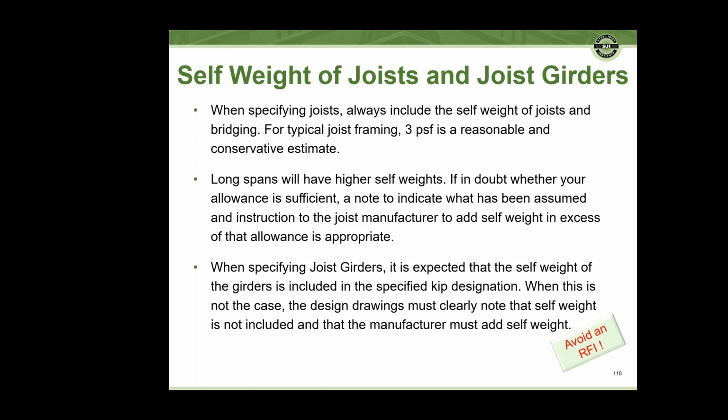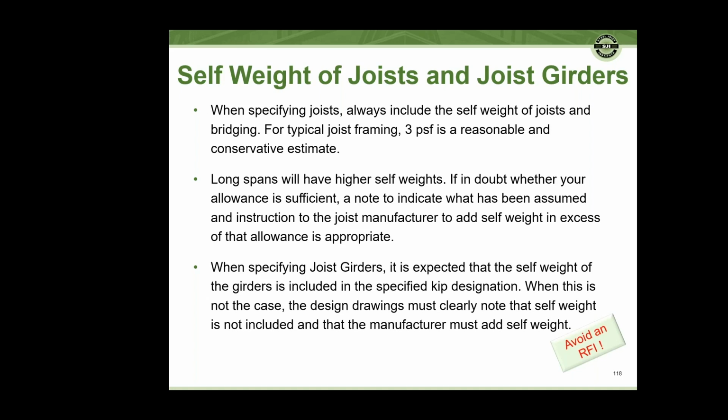Longer span joists could have higher self-weights, particularly when we get into the DLH series. So the weight tables and load tables can all provide guidance as to what those self-weights are. If there's a doubt about whether the allowance is going to be sufficient, a note to indicate what has been assumed, and instructions to the joist manufacturer to add self-weight in excess of that allowance is appropriate. That's better than leaving it off entirely and having a note saying that it has to be added.